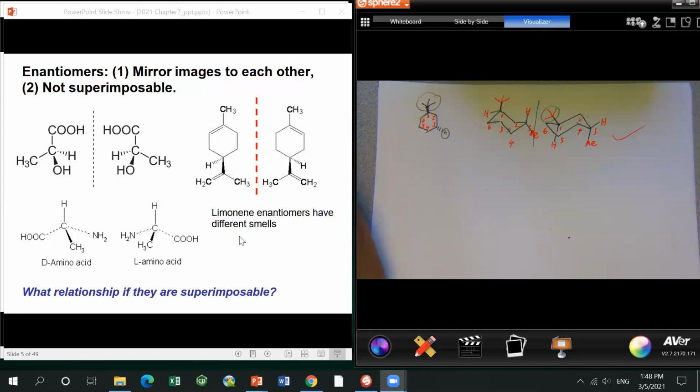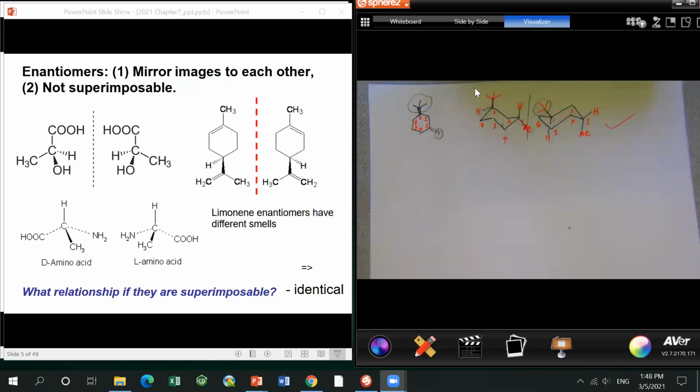And the question comes: if we have 2 molecules that are mirror images, but superimposable, what's the relationship between these 2 molecules? That we call identical. All right, to further understand enantiomer and identical, we do a little bit of practice here.